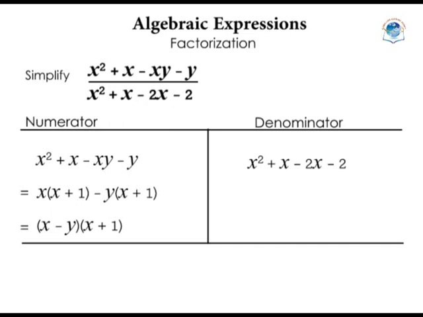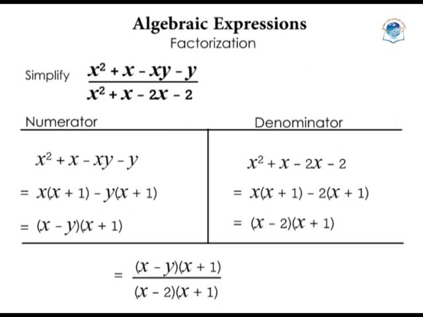Now the denominator. The first two terms have a common factor x, so we have x into x plus 1. The next two terms have a common factor minus 2, and so we have minus 2 into x plus 1. So we have x into x plus 1 and minus 2 into x plus 1. And finally, we have x minus 2 times x plus 1. When we combine the numerator and the denominator, x plus 1 will cancel out, and we remain with x minus y over x minus 2.